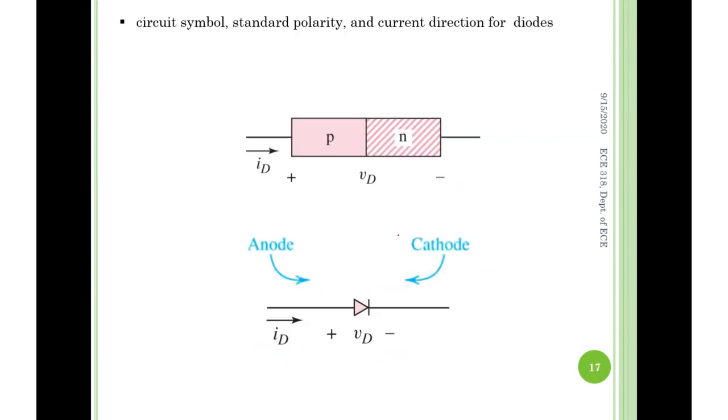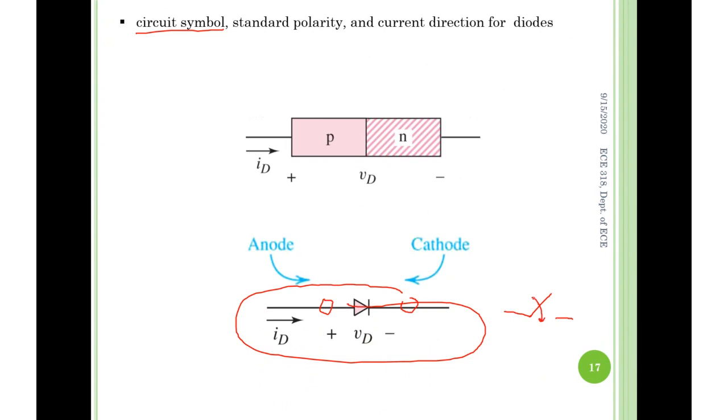Next thing is also very important and very easy too. In circuit, what we see is like this. Two terminals, right? It pretty much has a switch. This is just a switch, right? Just a switch. On and off. Two terminals.